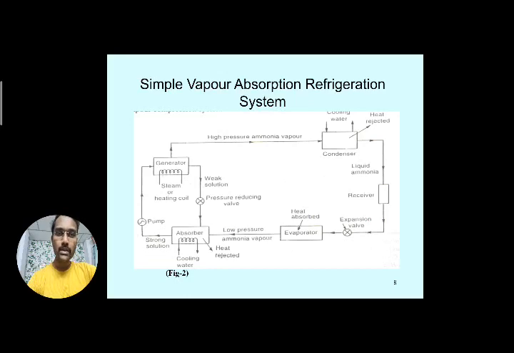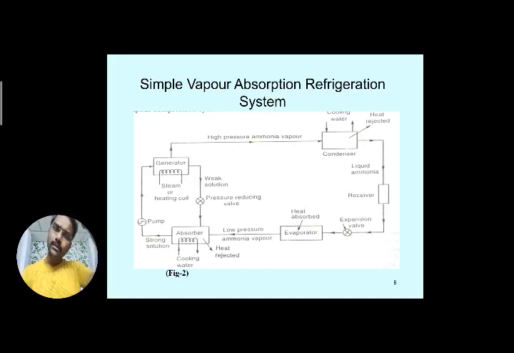In place of a compressor, these are the components replacing it. That is a generator, and at the bottom the absorber, and here a pressure reducing valve, and here a pump. This is a closed circuit. Of all these four components, the main components are the generator, absorber and pressure reducing valve. These three are the main components which replace the compressor.